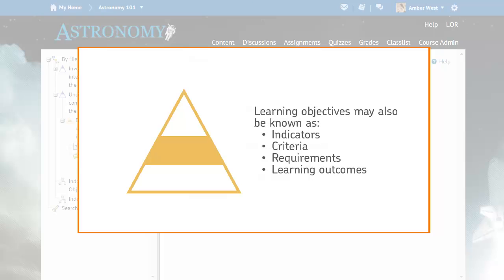Learning objectives occupy middle positions in competency structures. They represent specific knowledge, skills, and abilities that a learner must acquire in order to gain a competency. Again, your organization might use different terminology, calling them indicators, criteria, requirements, or learning outcomes.